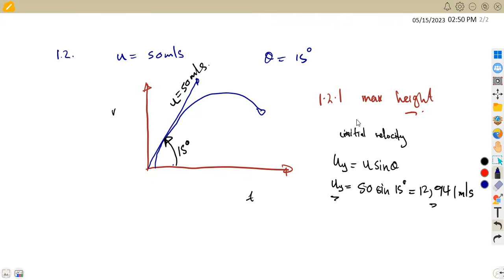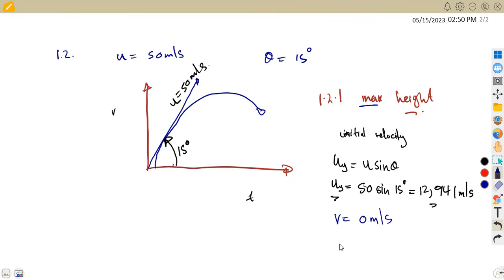Your final velocity for a maximum height is going to be taken as 0 because we do not have any movement there. So our v is going to be at rest, which is our final velocity, 0 meters per second.